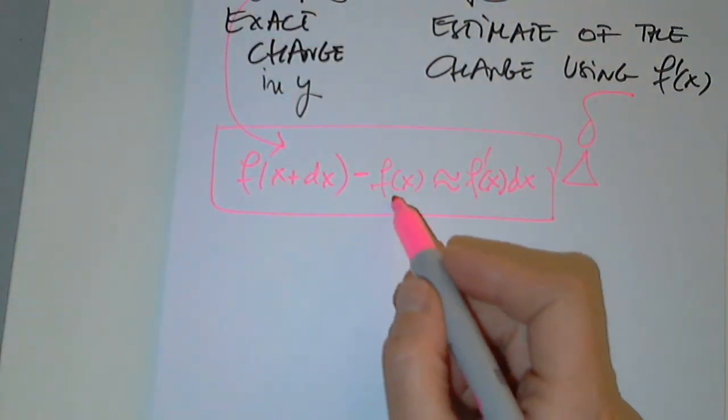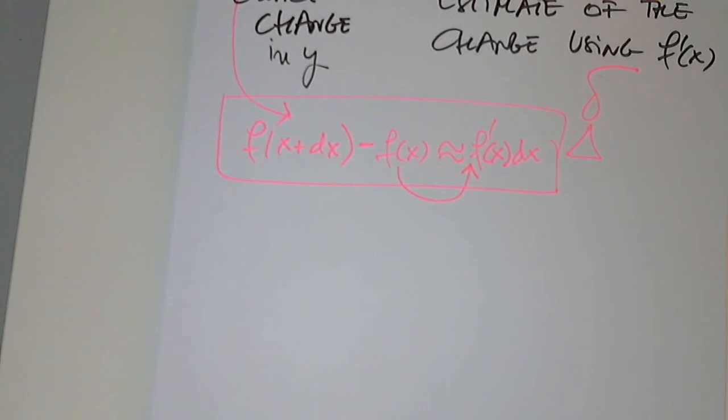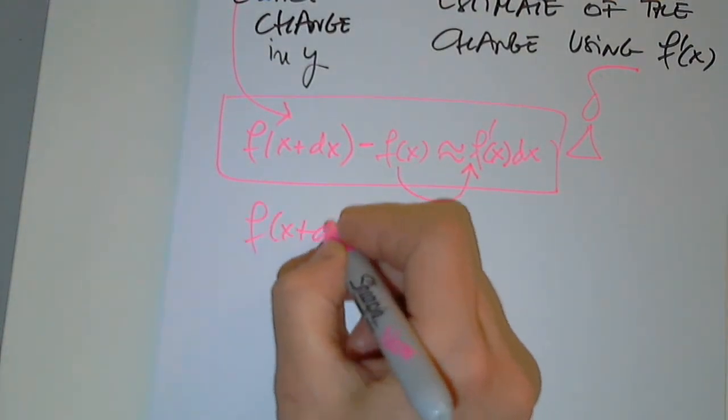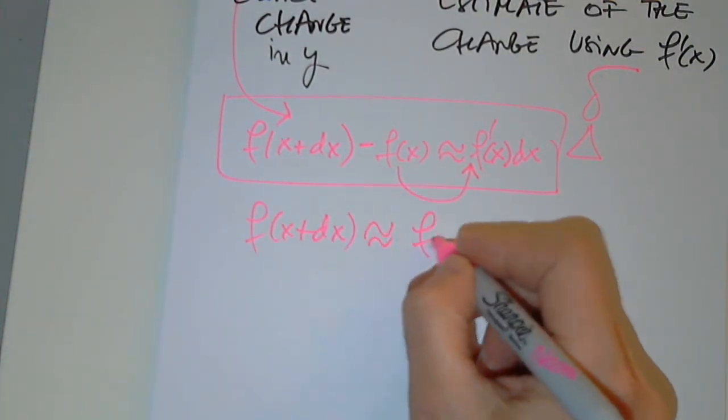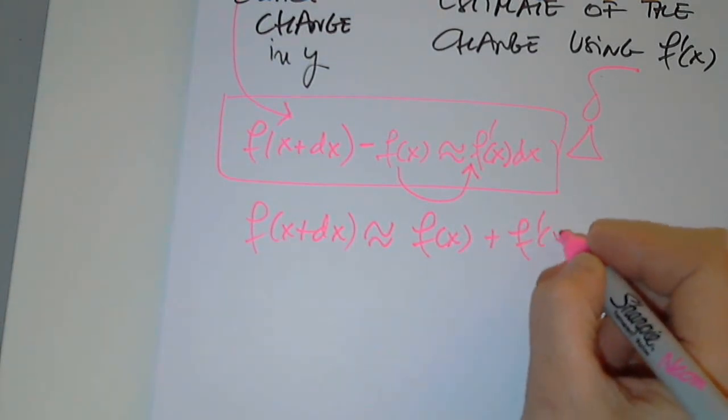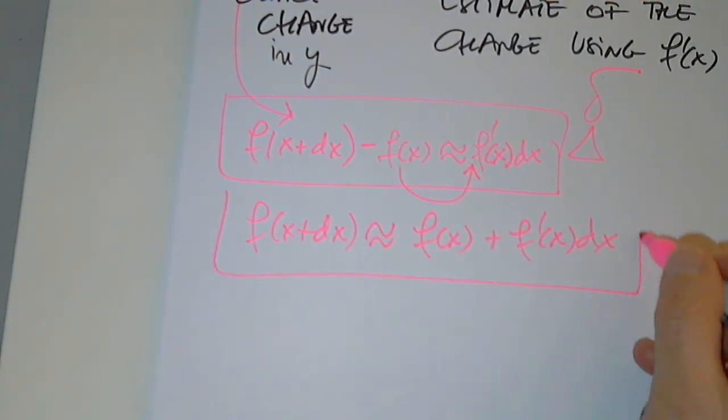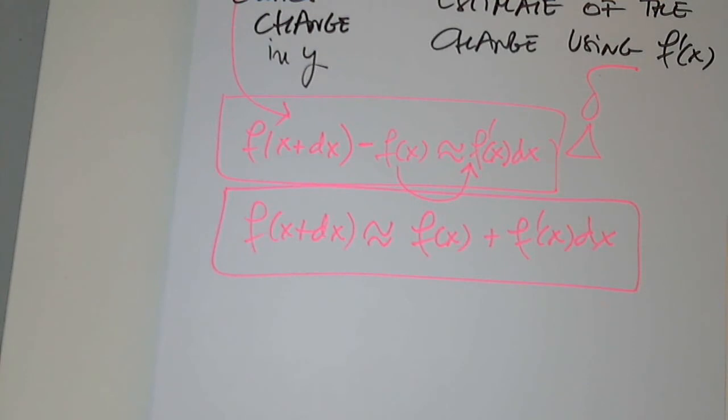Okay, so all I would like to do now is just move f of x to the other side. So I have f of x plus dx is approximately f of x plus f prime of x dx. This is a major result. As big as the definition of the derivative using the limit, as big as the continuity at the point, big, big, big important result. And since we're talking about it, I would like to look at a problem.